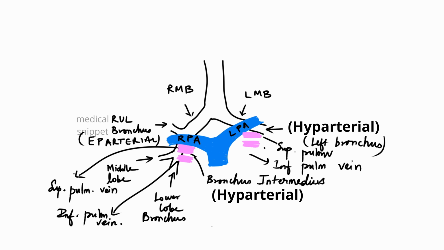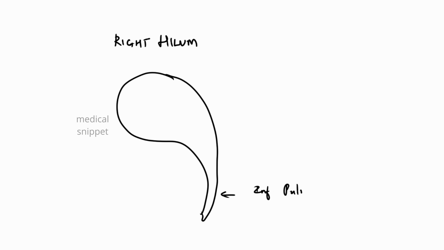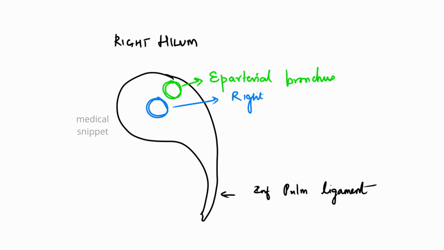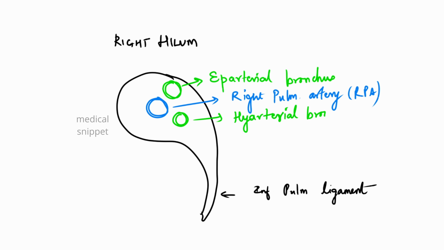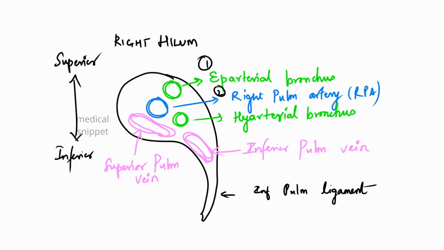With this basic knowledge, let's draw first the right lung hilum. From top to bottom, first is the eparterial or the right upper lobe bronchus, then the right pulmonary artery, then the hyparterial bronchus or the bronchus intermedius, followed by the pulmonary veins, superior and the inferior. This is the superior to inferior arrangement of the right hilar structures.